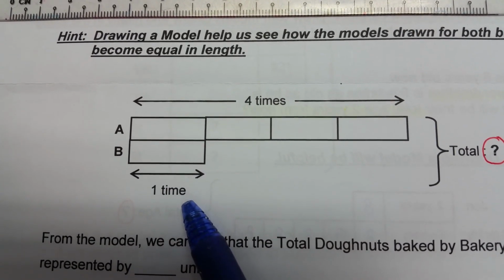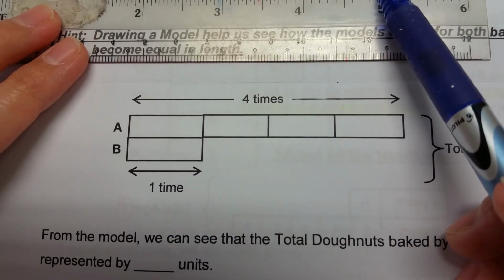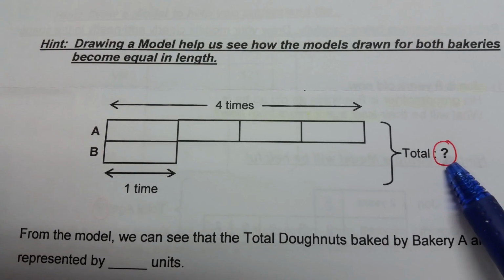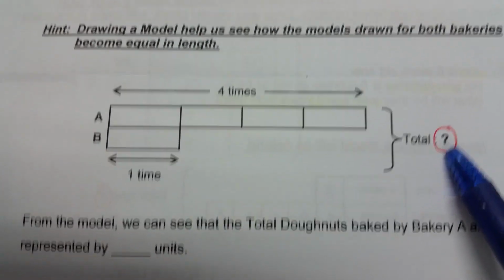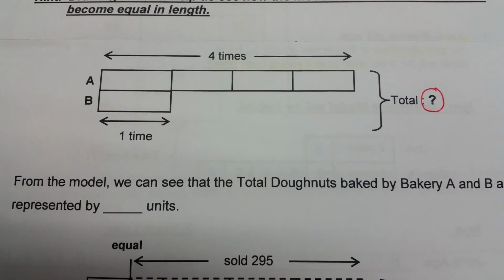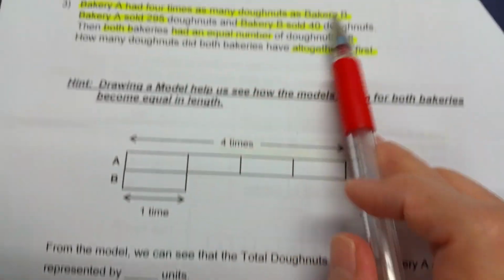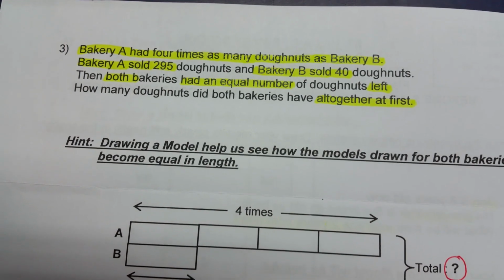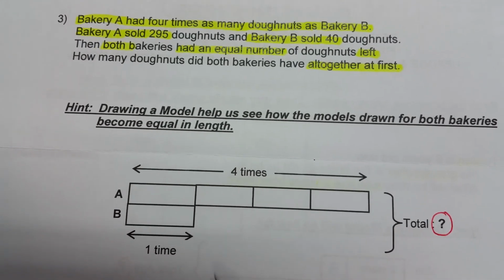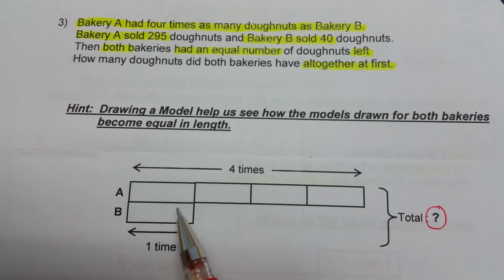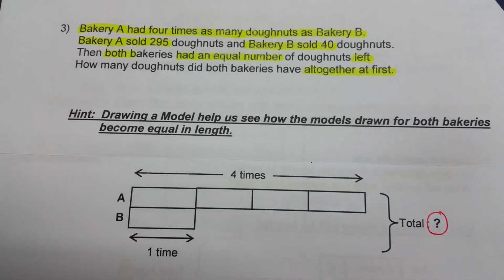And the question tells us that we want to find the total altogether at first. So I have circled the question mark here to remind myself that this is the total that I want to find. And again, let's just try to understand the first sentence again. From the model, we can see that the total donuts baked by bakery A and B are represented by 1, 2, 3, 4, 5 units.